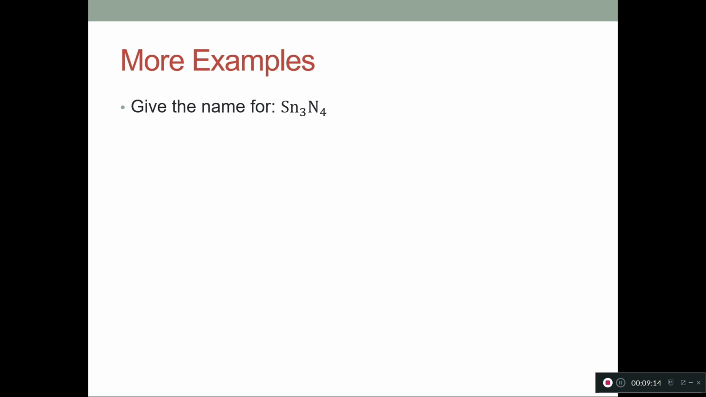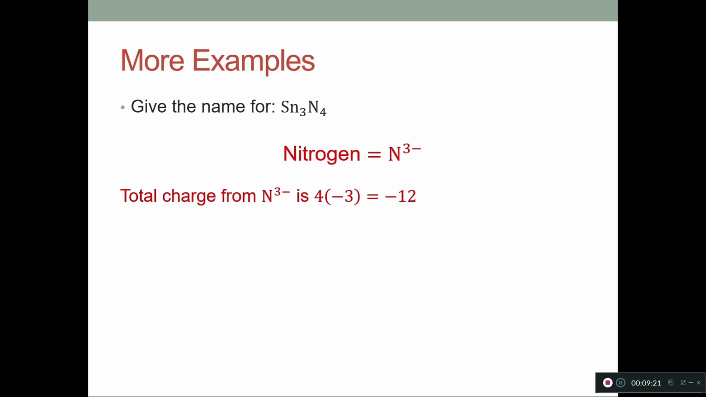We can try this with tin and nitrogen. So nitrogen, the nitride ion is N3-, which means that since there are 4 of them, the total charge must be -12.